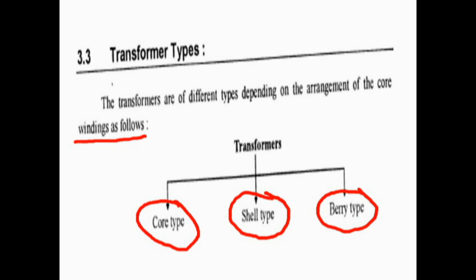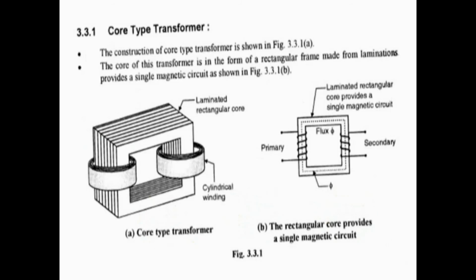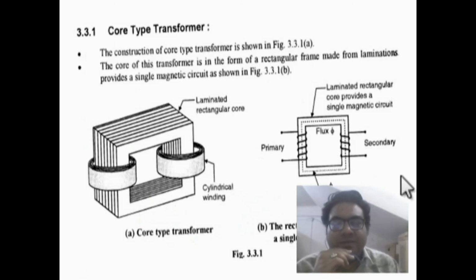So guys, in the next slide you can see, this is the first type of transformer, called the core type transformer. You can see its construction diagram here. Basically, the core of this transformer is in the form of a rectangular frame.